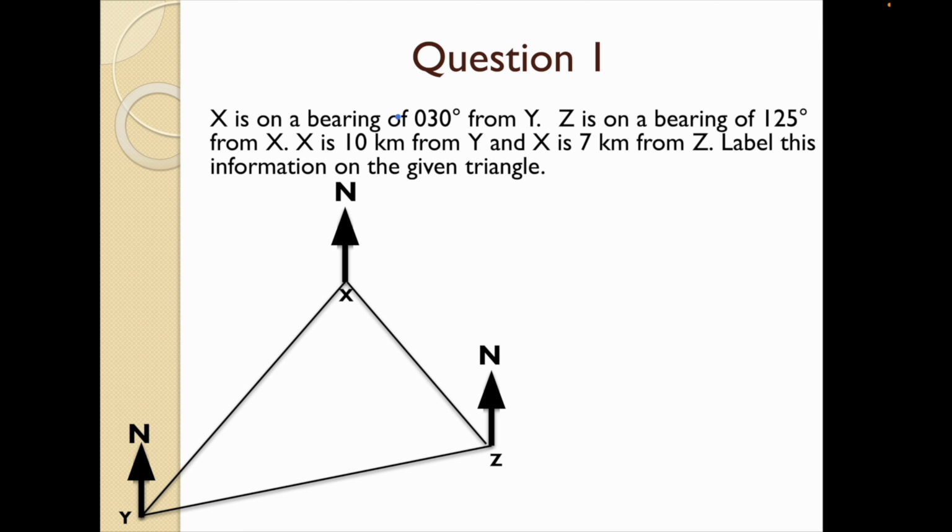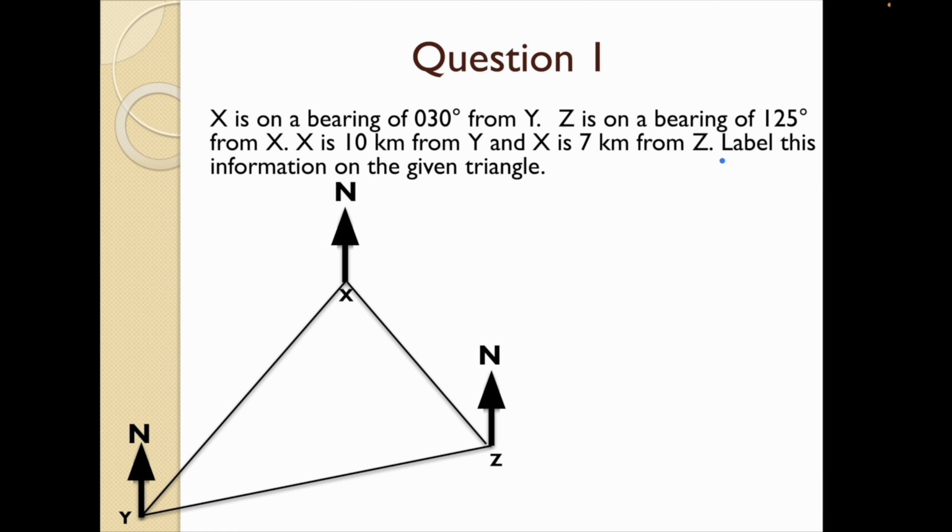Okay, so for this question, it says x is on a bearing of 30 from y. Where's our starting point? Y. So the bearing of x from y is 30. So I should see a 30 here. Okay, now it says Z is on a bearing of 125 from X. So I want you to try figure that out too. And then it says X is 10 kilometers from Y and X is 7 kilometers from Z. Label this information on the given triangle.